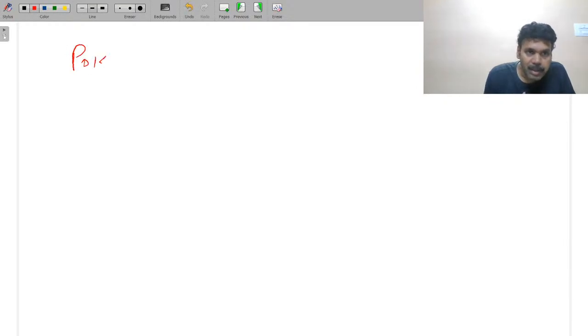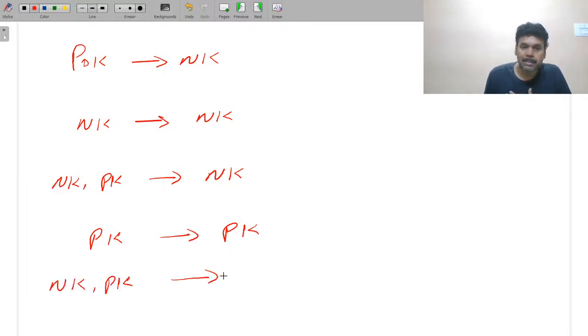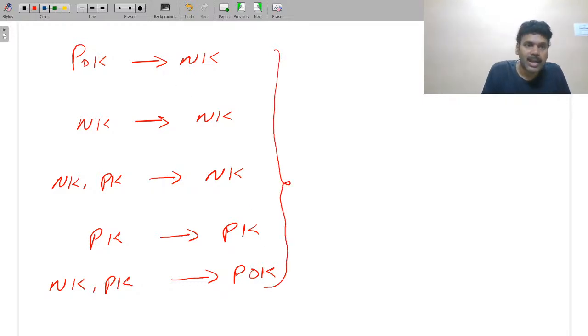When I am talking, part of key implies non-key. And when I am talking, non-key implies non-key. Or a non-key with part of key implies non-key. Or part of key implies part of key, or a non-key with a part of key implies a part of key. So what are the dependents they are? You observe carefully what dependents they belong to. The first one straight away, it is a partial functional dependency. Second one straight away, transitive dependency. Third one is also, please understand, RHS is the non-key, so transitive dependency.